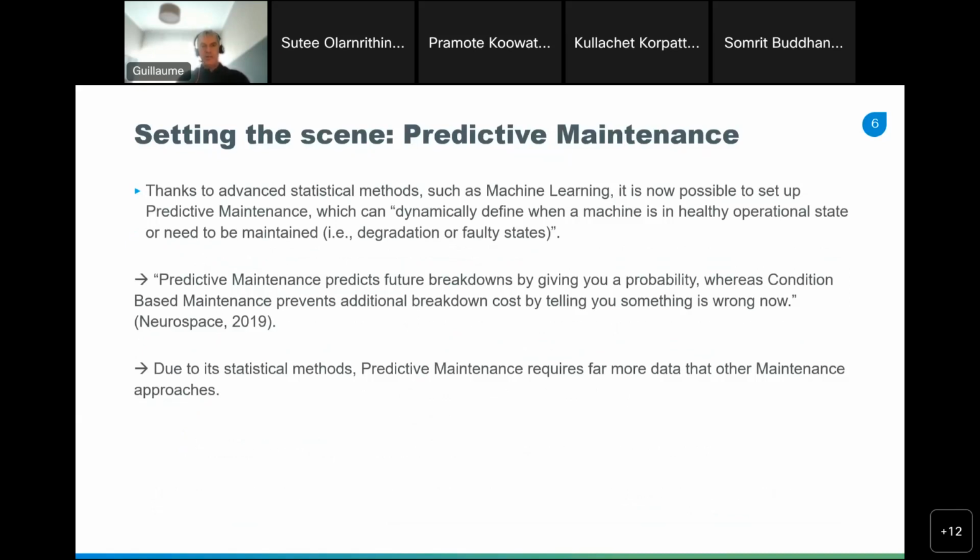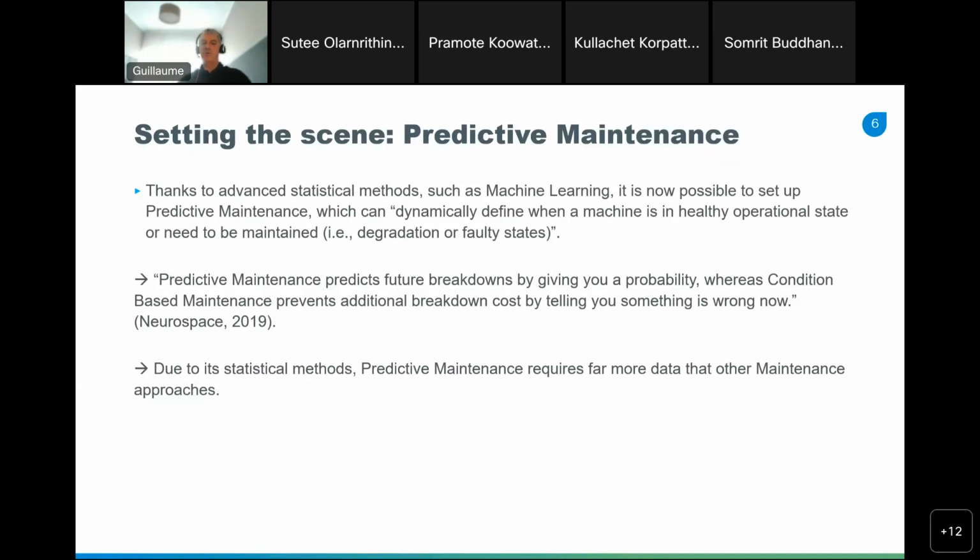So thanks to advanced statistical methods, which is one of the focus of this symposium, such as machine learning, it's now possible to set up predictive maintenance, which is considered as a dynamic definition and identification of when an asset is in a healthy operational state or needs to be maintained. Maintained means you can identify the degradation or the faulty states. Here I put a definition from Neurospace, which considers it as a prediction of future breakdowns, of future failure, by giving you a probability.